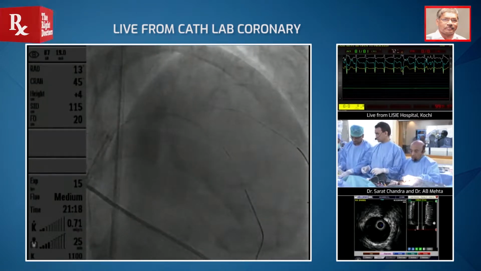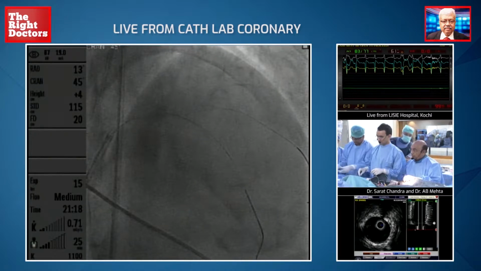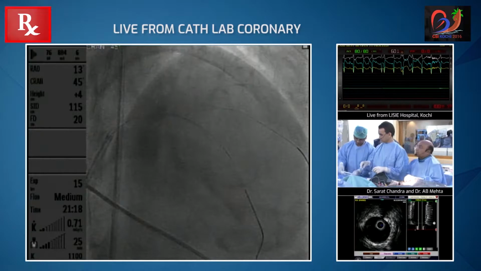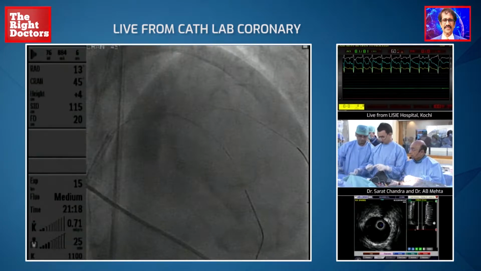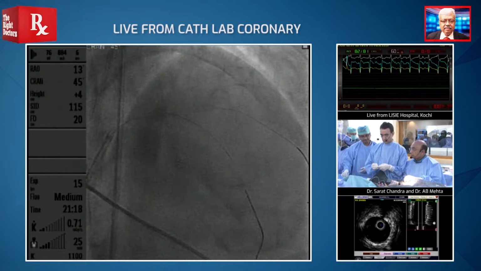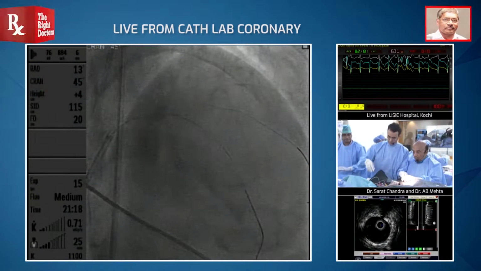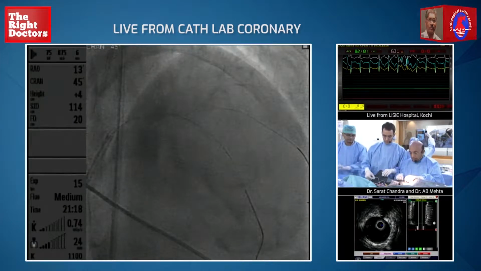So we've done the procedure on the IFR wire, and we're now using the IFR wire to just see what the result is now. This is really for just showing us what the IFR is. Sorry, it's been through quite a lot, this wire.